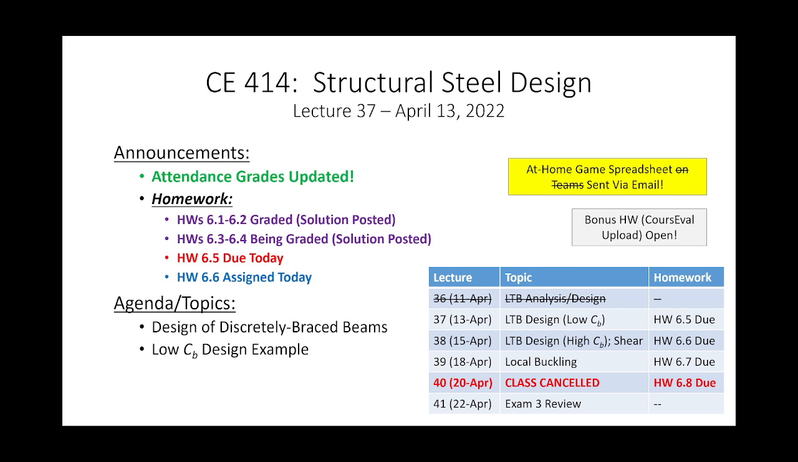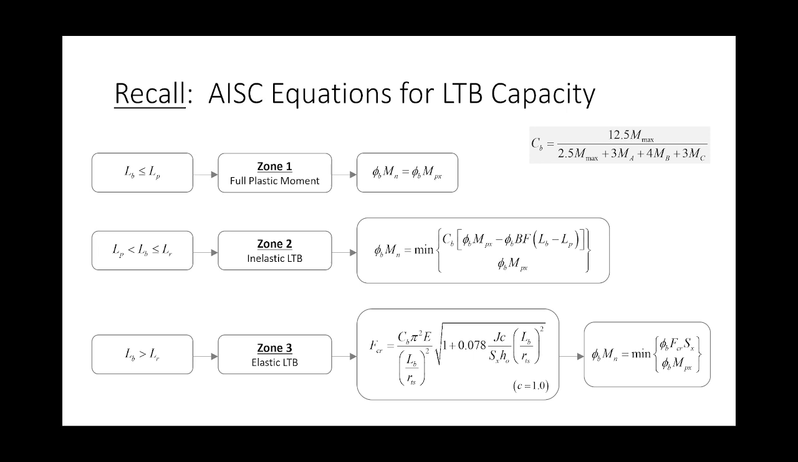In terms of what we're talking about, we only have 3 real lectures left because we're going to do 2 lectures on designing discretely braced beams, and we're going to have our final lecture on local buckling, which is something we've kind of been not talking about this whole time, and I think a formal discussion of it is necessary, and that's a way of sort of closing it out. We'll cancel class on Wednesday of next week, and then we'll have our exam review, and we are done. Sound good?